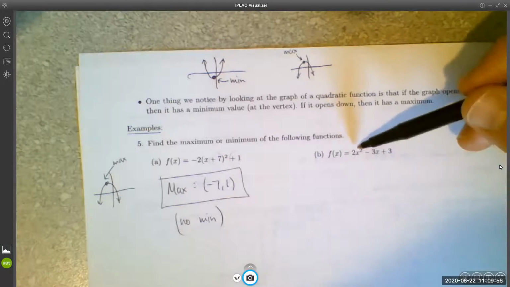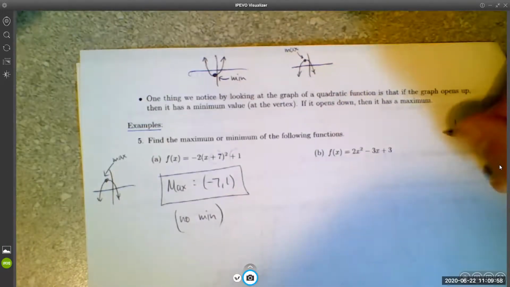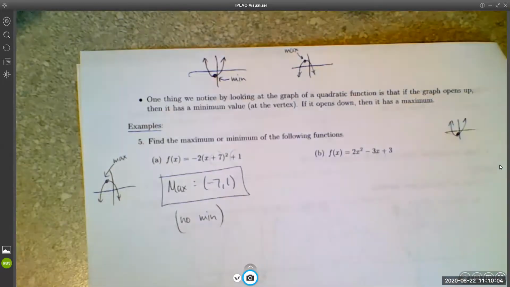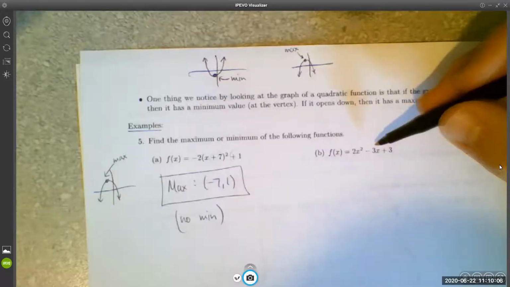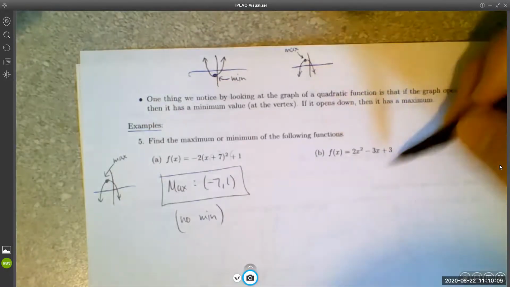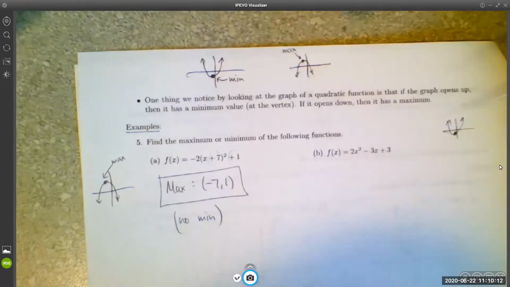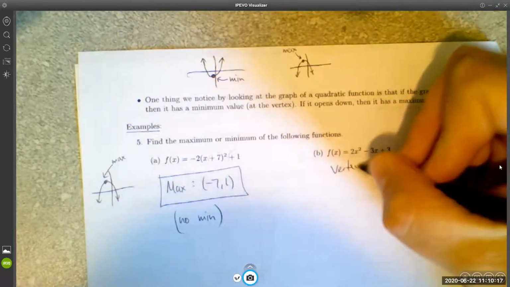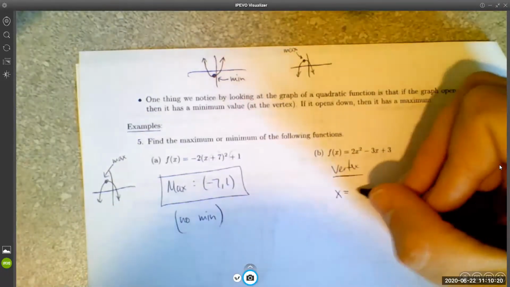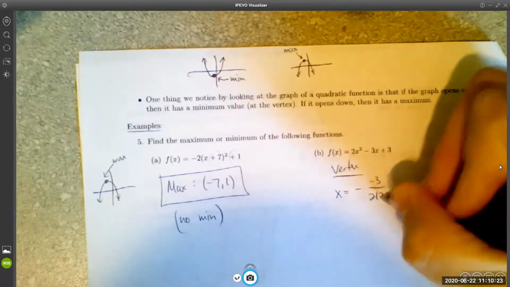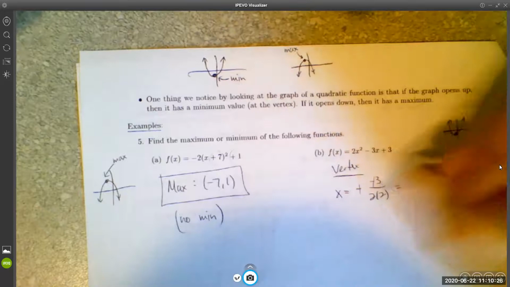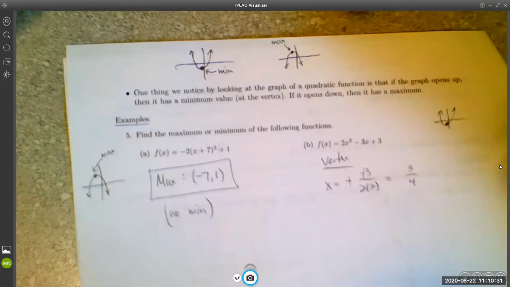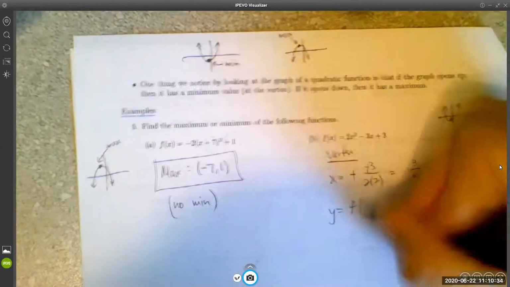Part B, on the other hand, is going to have a minimum value but no maximum because it opens up, right? It's going to have a minimum but no maximum. Okay. Now here we're not given the function in graphing form. So this is where you would use the vertex formula. You would say, all right, I just need to find the vertex. So I'm going to use the formula x equals -b over 2a. That's going to be 3/4. That's the x-coordinate of my vertex. Now to find the y-coordinate of my vertex, the y-coordinate is going to be f of 3/4.